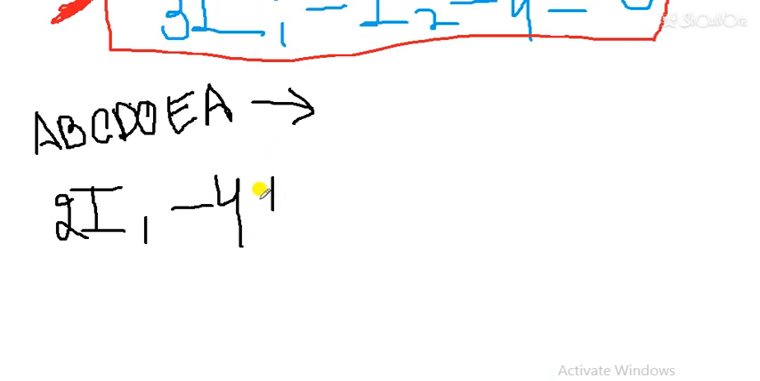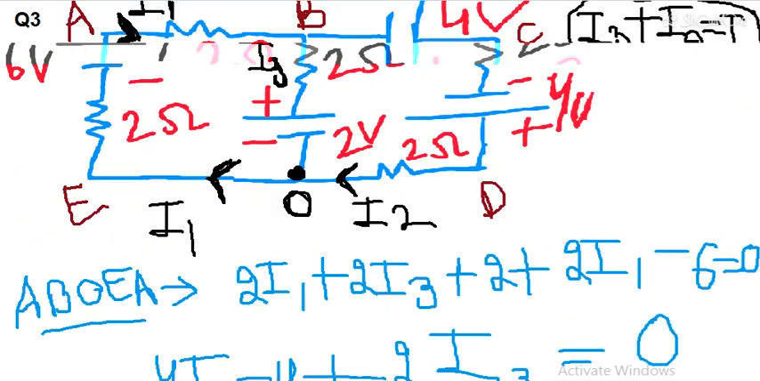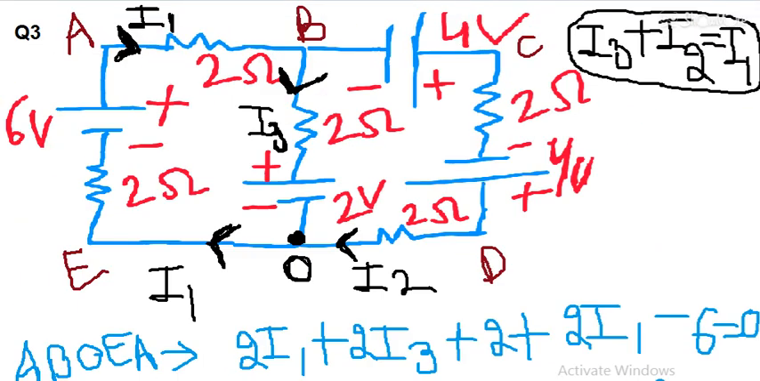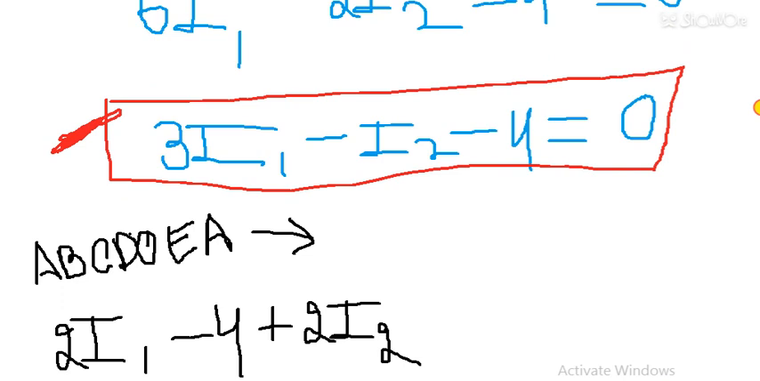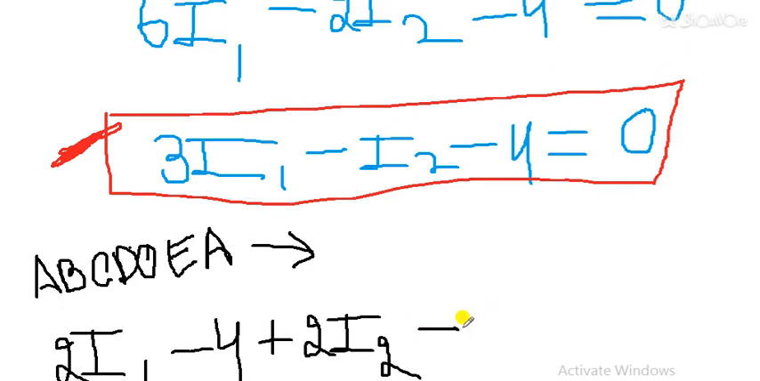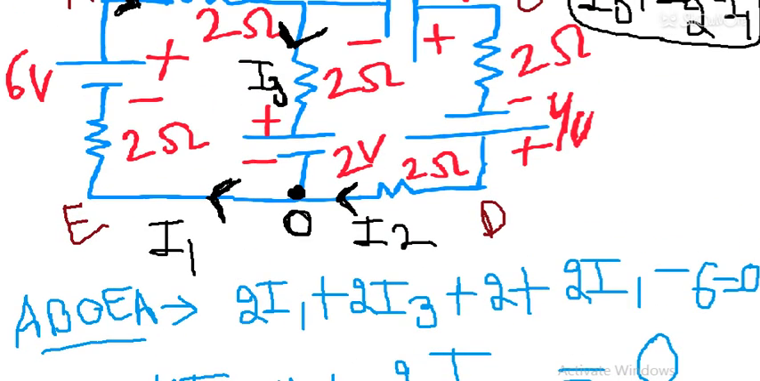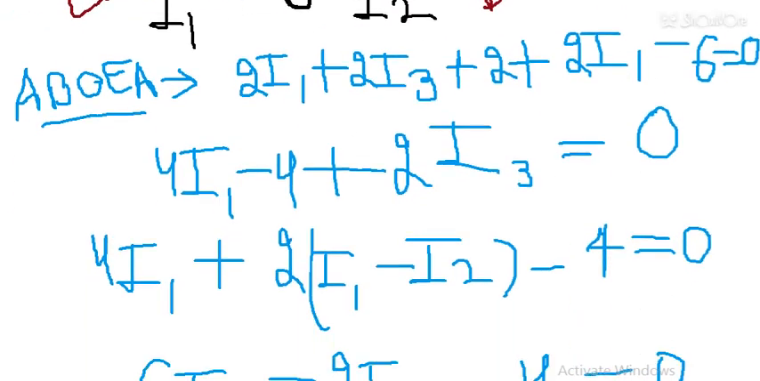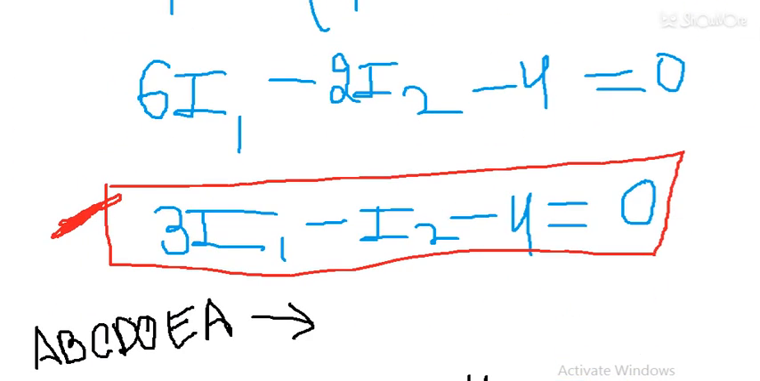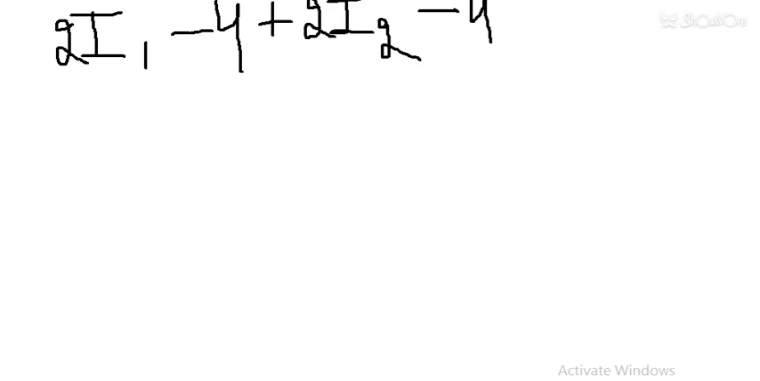Now moving in the direction of current, so 2I2 here. Then again I think battery is there, battery is of 4 volt. So again minus 4 will be there, negative to positive terminal we are moving. Then we have 2 ohm resistance again, that means plus 2I1, I2 again.